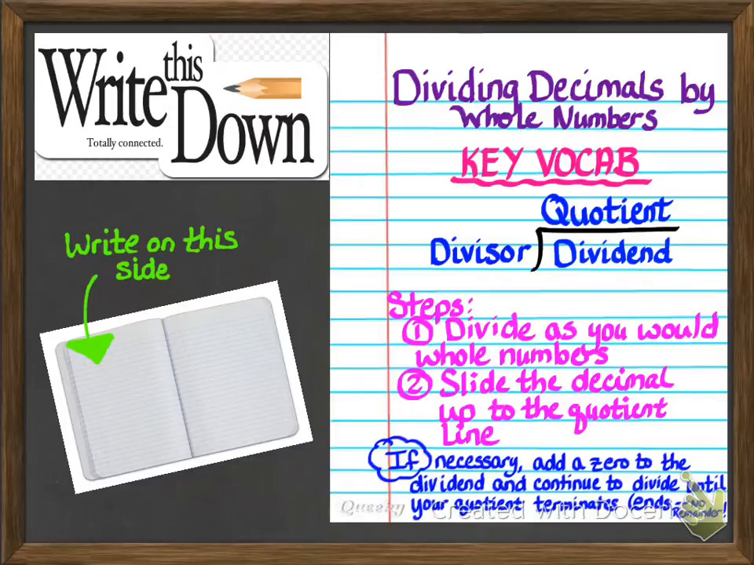Now in blue here on your paper, I do have "if necessary." Yes, I want you to write this down, but it says if necessary, add a 0 to the dividend and continue to divide until your quotient terminates. The word terminate means that it has to end. That means no remainders. So go ahead and take a moment to pause your video and copy this down. And when you come back, I'm going to show you several examples of what all this is talking about.